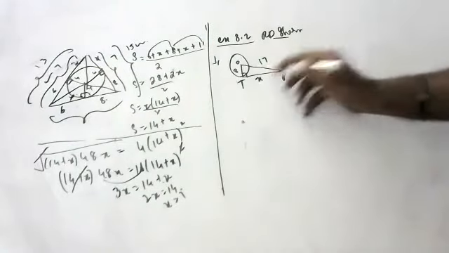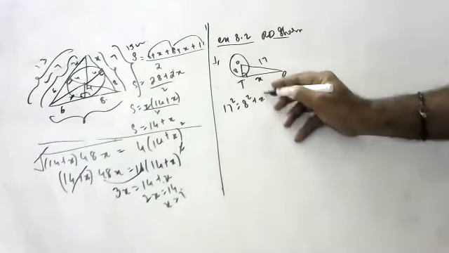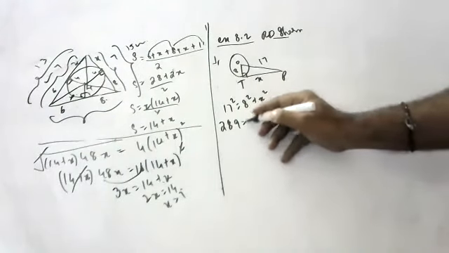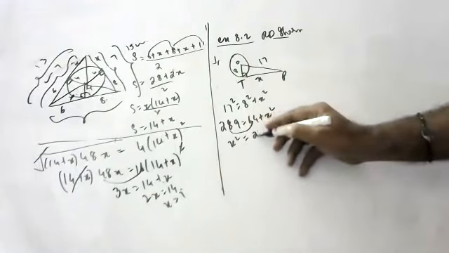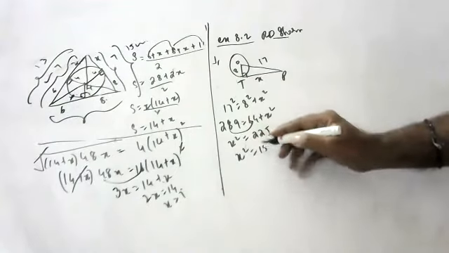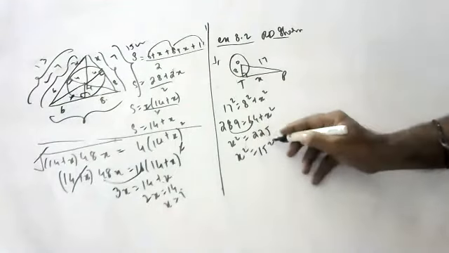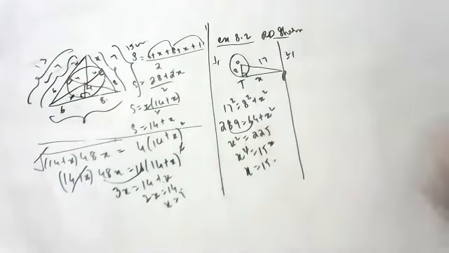Okay, if you want to find the length of the tangent, how do you find it, children? 17 square is equal to 8 square plus x square. 289 is equal to 64 plus x square. x square is equal to 225, which is 15 square, children. So x is equal to 15. That's it.